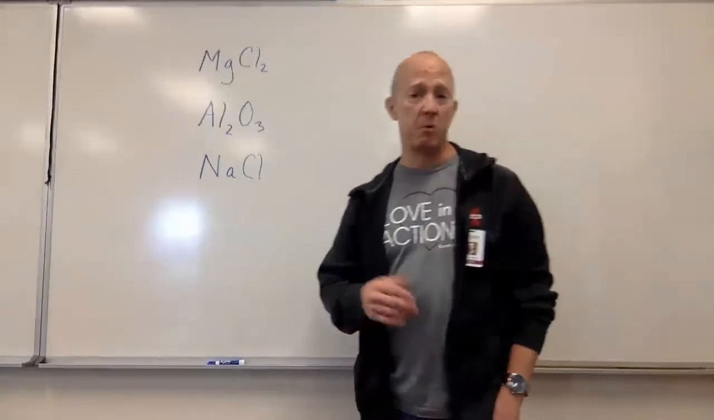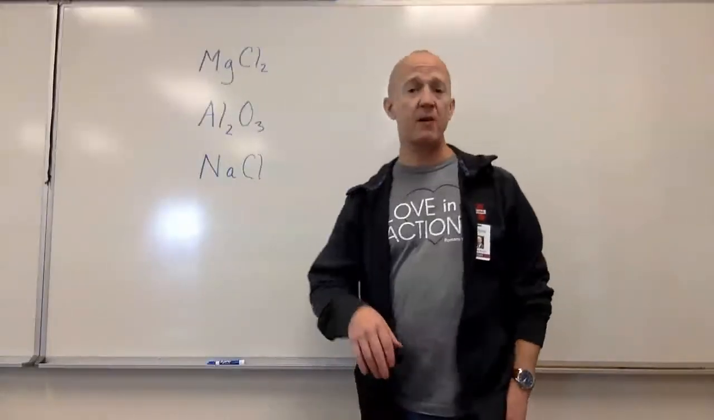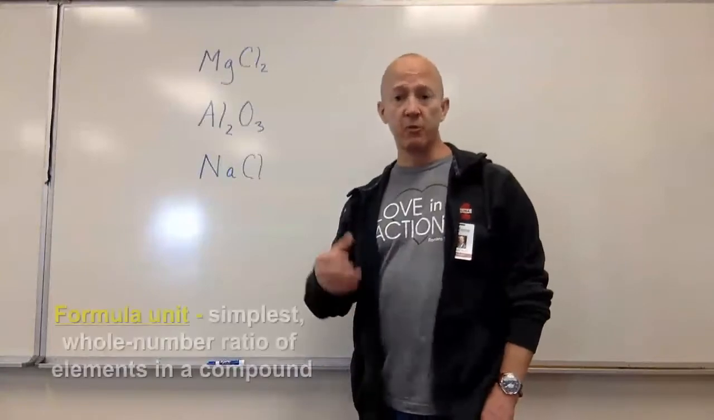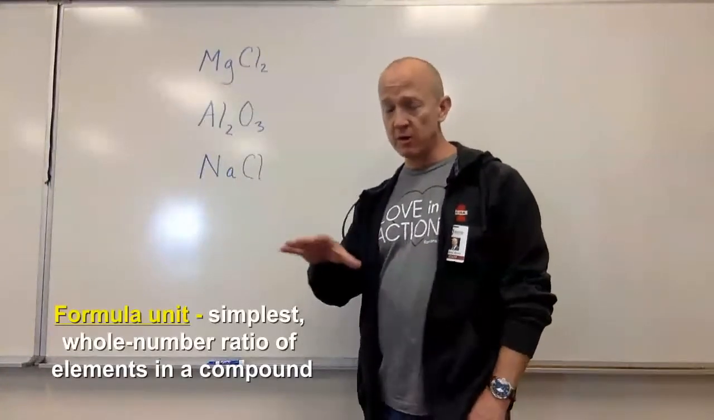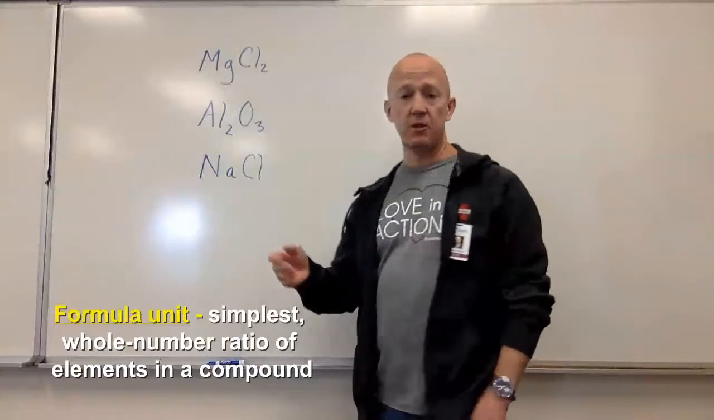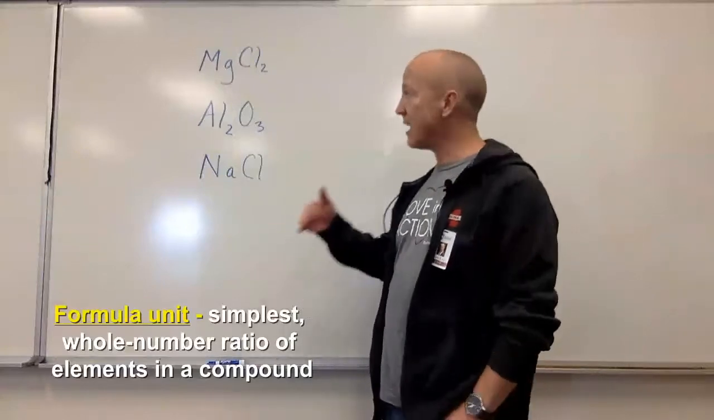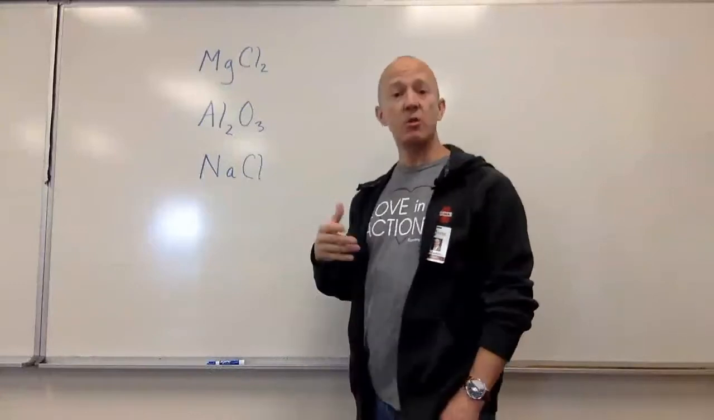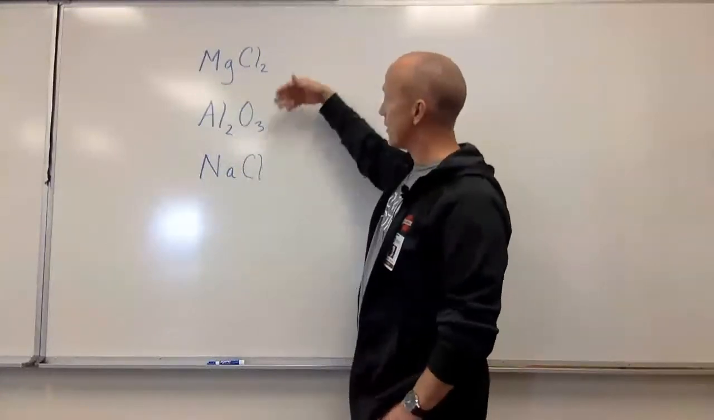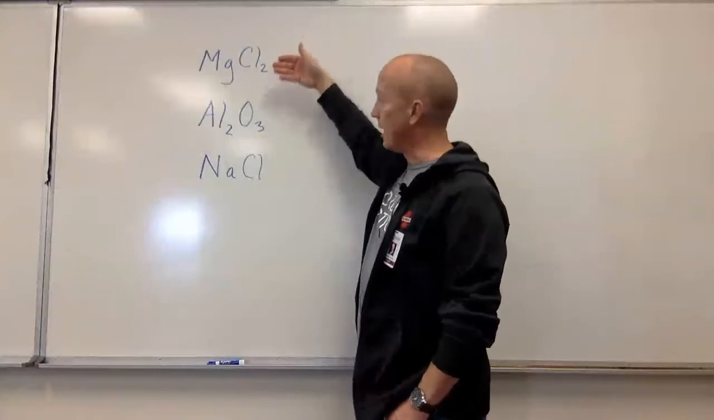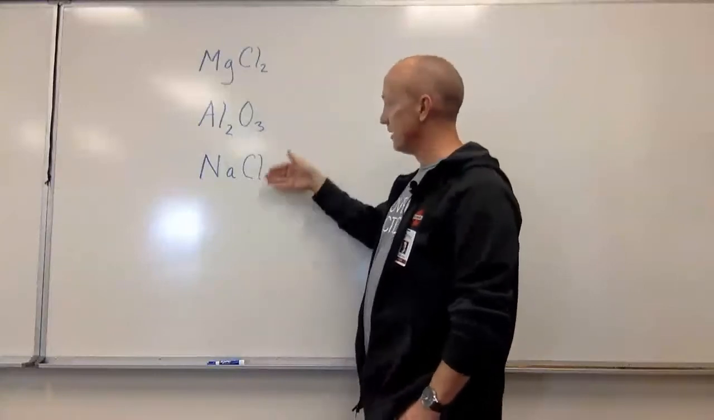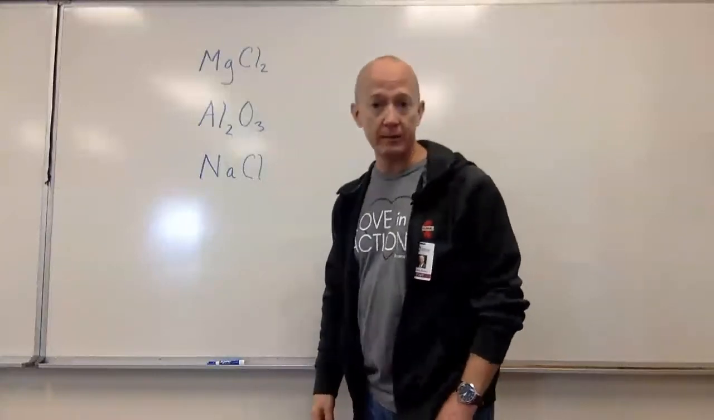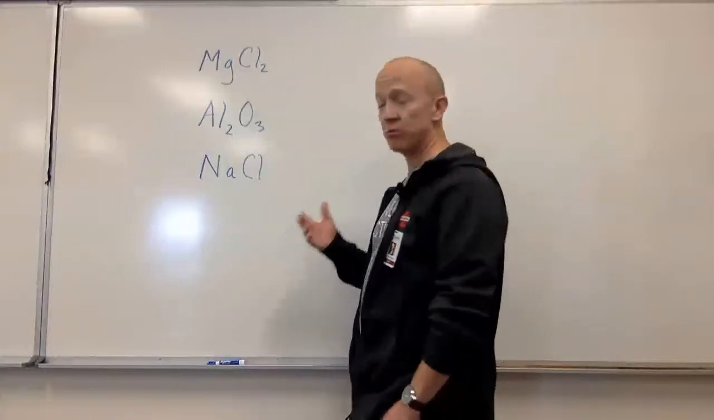Now, just as a bit of a reminder, we talked before about formula units. Formula units are the simplest whole number ratio of the elements involved in ionic compounds. And that's how we always report an ionic compound, with the lowest whole number ratio. So we have a few examples of formula units on the board. Here's one for magnesium chloride, here's one for aluminum oxide, and the ever classic sodium chloride. These formula units simply show us the ratio involved.